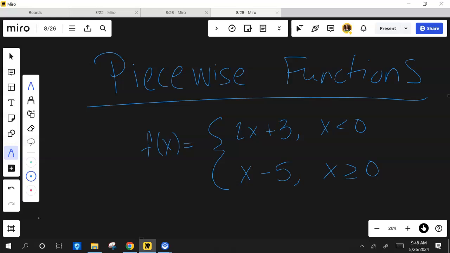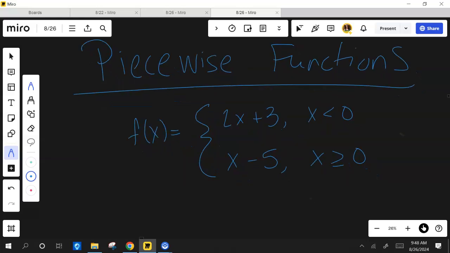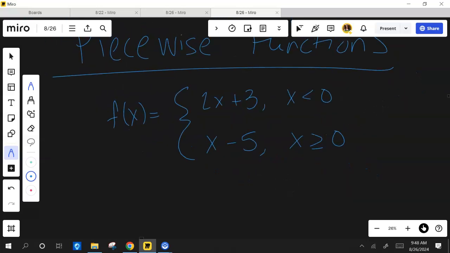So let's talk about how we find values and how we determine which one to use, and then we'll talk about how we actually graph them. Then we'll do domain and range. If this is my function, what would you do if I asked you to find f of negative 2?